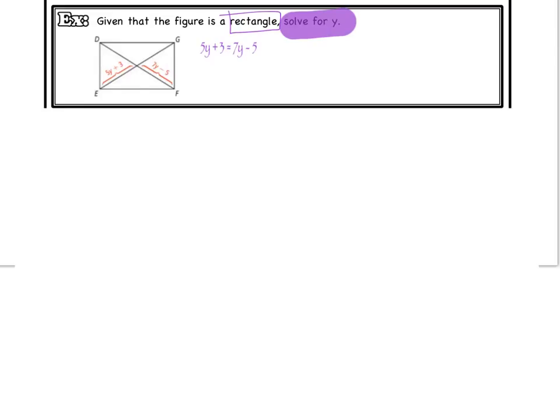Go ahead and pause the video and solve that equation. So I got that y equals 4. And my final question is, what did I solve for? My task was to solve for y, and I did.